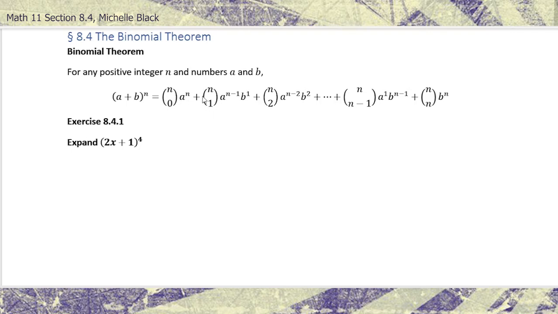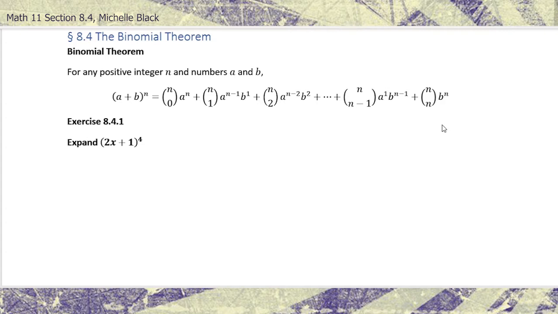plus n choose 1, or again, combination of n elements taken one at a time, times a to the n minus 1 power, b to the 1 power, plus n choose 2, times a to the n minus 2 power, times b squared, plus dot dot dot all your middle terms, to the n choose n minus 1 times a to the first, b to the n minus 1 power, plus n choose n, basically a to the 0 power, b to the n power.